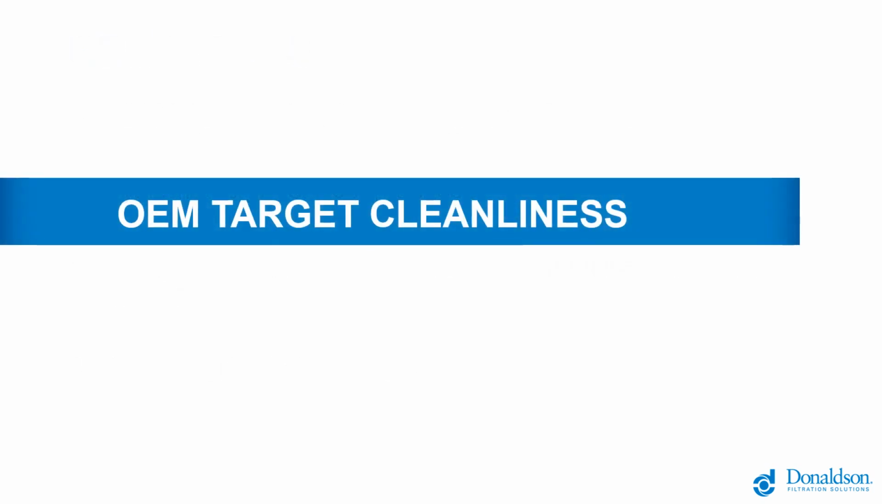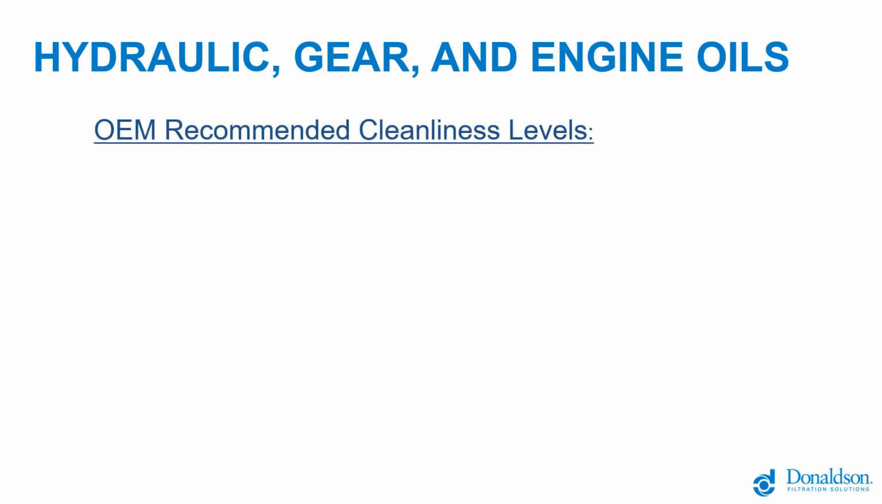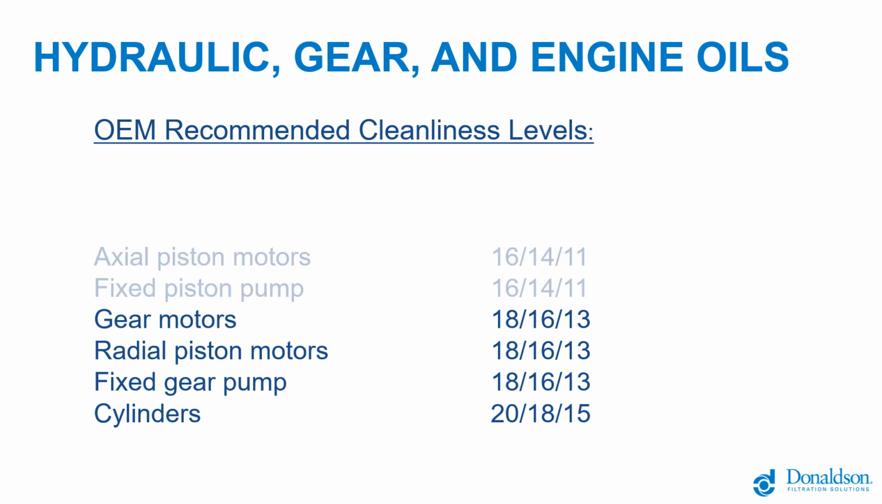First, we'll go over OEM target cleanliness levels for different types of fluids and lubricant applications. For hydraulic, gear, and engine oils, OEM recommended cleanliness levels start out for hydraulic cylinders at roughly an ISO code of 20/18/15. We'll get into a little bit more detail on what an ISO code is, but that's a shorthand term for the cleanliness level of the fluid. The pumps that would run that cylinder and any other hydraulic circuit, however, need to be at an ISO cleanliness level of ISO 18/16/13.